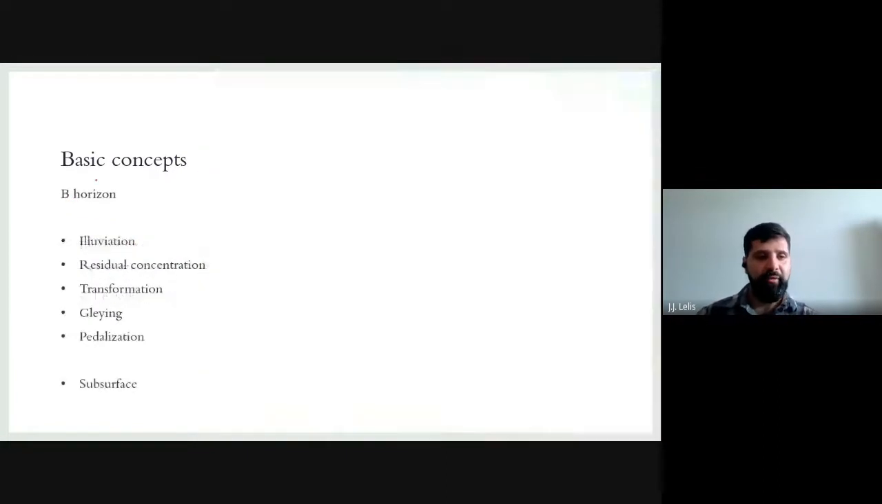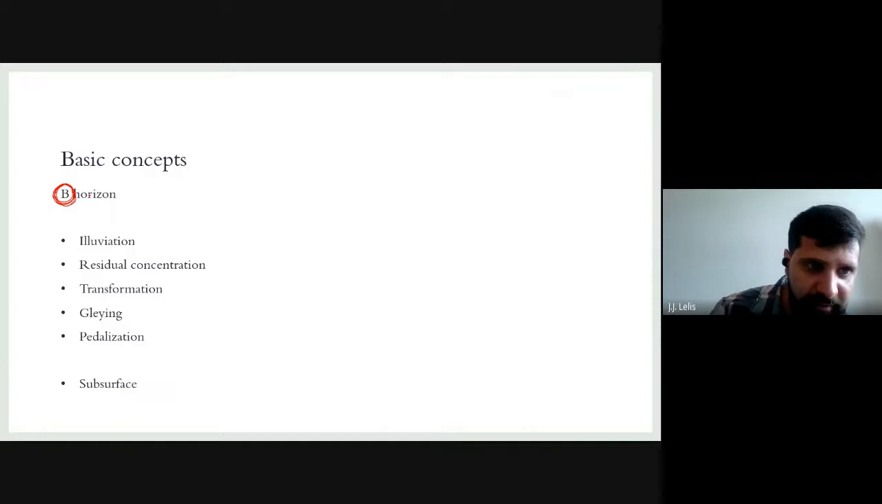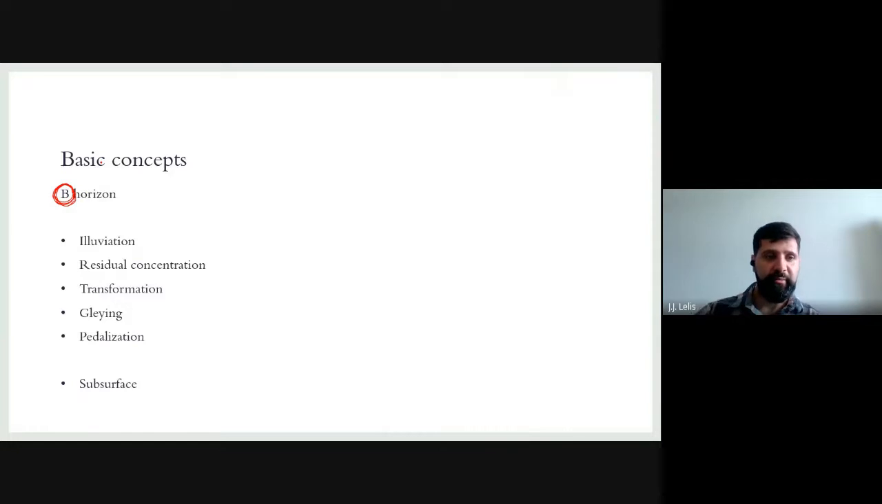Here we have a B horizon. A lot of people say that they know what a B horizon is, but sometimes we have some problems with the definition of what a B horizon is. A lot of people just say that the B horizon is the horizon that has the strongest grade of structure in a soil profile.